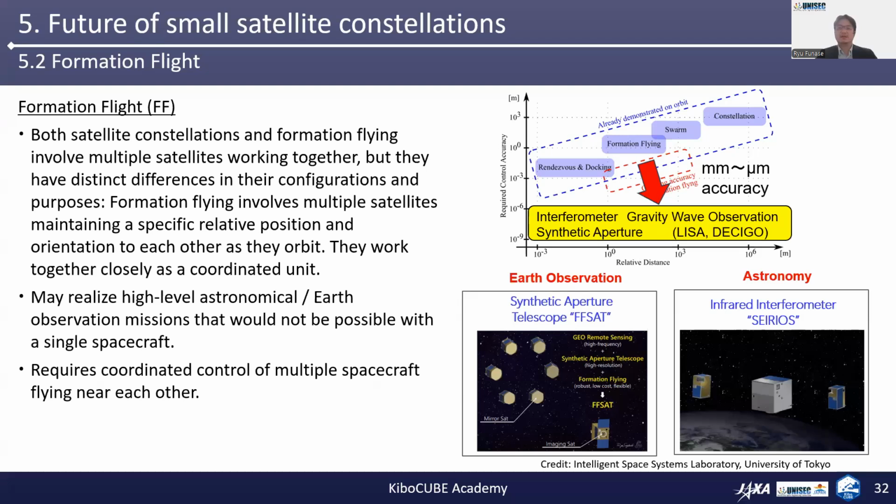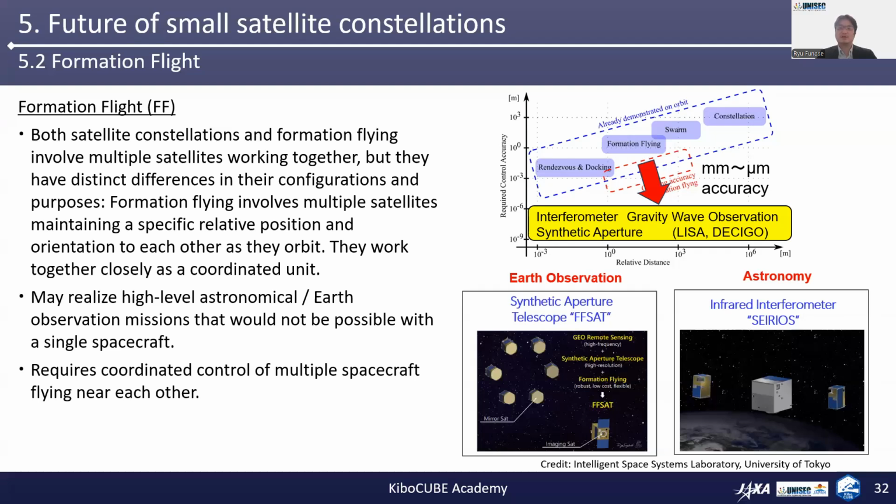Formation flight is a satellite utilization concept that is similar to constellations. A formation flight is similar to a constellation in that it is a mission using multiple spacecraft, but there are differences in the placement of the spacecraft and their objectives. While a constellation is a global arrangement of satellites, formation flight is a technology that achieves a single mission by maintaining and controlling the position and attitude of multiple satellites flying in close proximity to each other.